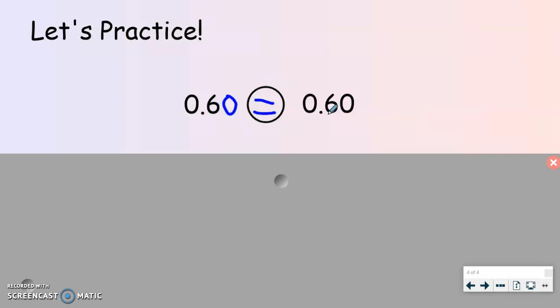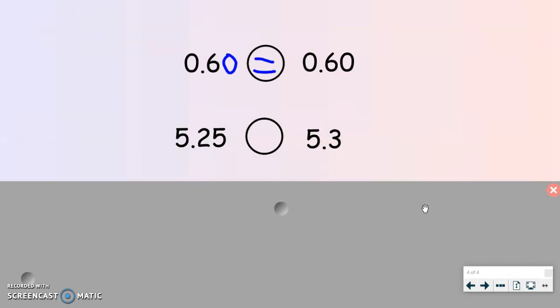6/10 is equal to 60 hundredths. You can turn this into 60 hundredths, and then they are exactly the same. All right, and now let's see 5 and 25 hundredths, and then compare that to 5 and 3/10.